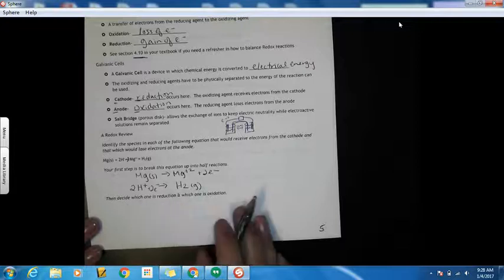So then we have to decide which of these is reducing and which one is oxidizing. Remember, an oxidation is a loss of electrons, right? If it's losing electrons, then electrons are a product, right? So that means the magnesium is oxidizing, and therefore is our anode. Okay, and then the hydrogen ion is reducing, and therefore is our cathode.